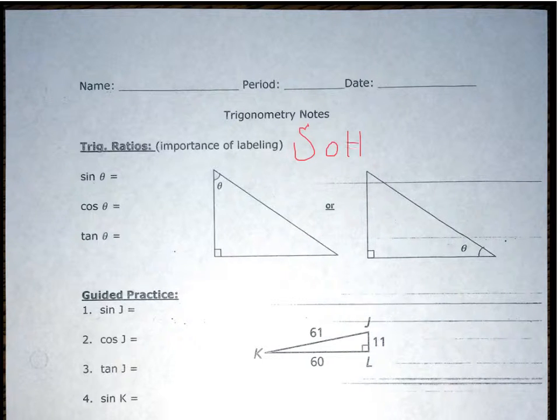SOHCAHTOA: S-O-H, and then C-A-H, and then T-O-A. Okay? What that stands for is, whenever they ask you to get the sine, the cosine, and the tangent of an angle, those three trig properties allow you to get the ratio of two sides.